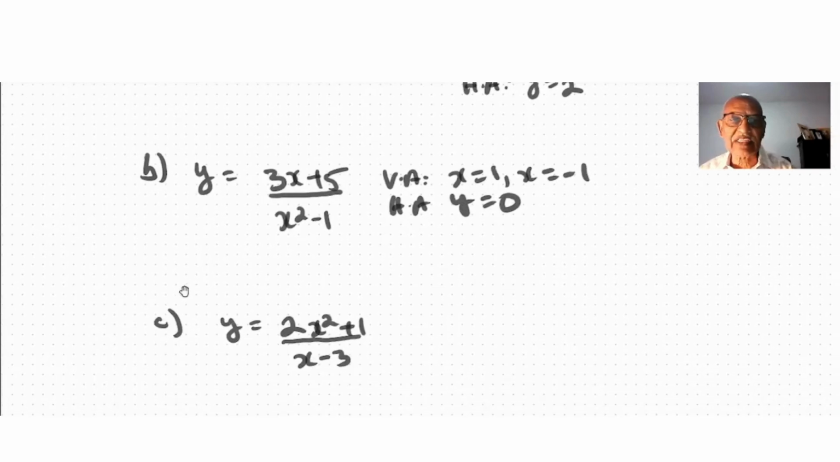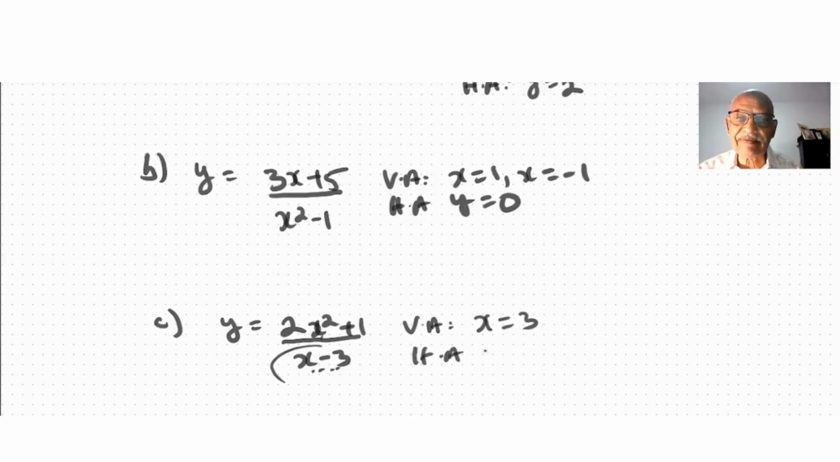So the third case would be when the degree of the numerator is more than the degree of the denominator. In this case, we do not have a horizontal asymptote. We have the so-called oblique asymptote, which we'll not do here. Therefore, we have only a vertical asymptote, which makes the denominator 0. Vertical asymptote is x equal to 3. Horizontal asymptote, we have none.